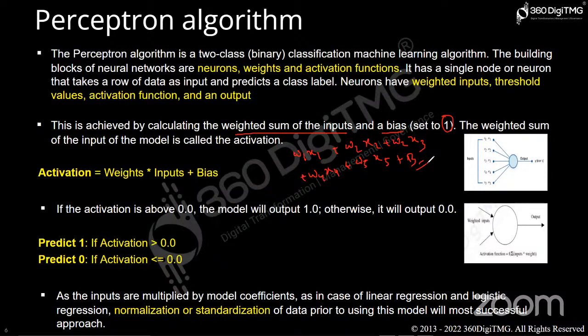The weighted sum of the inputs to the model is called activation. So weight into inputs plus bias, the summation of all the weights and inputs plus bias, is known as activation. If the activation is above 0, the model will output 1. Otherwise, it will output 0. According to our activation function, it will predict 1 if activation is greater than 0, or 0 if it is less than or equal to 0.